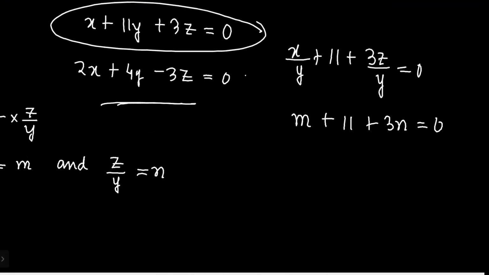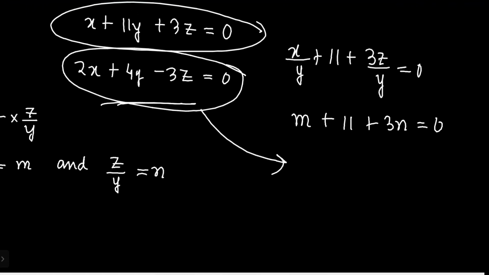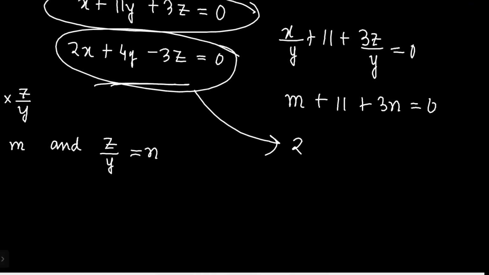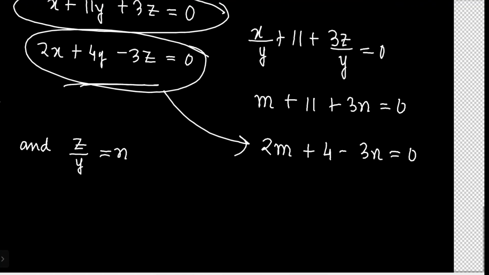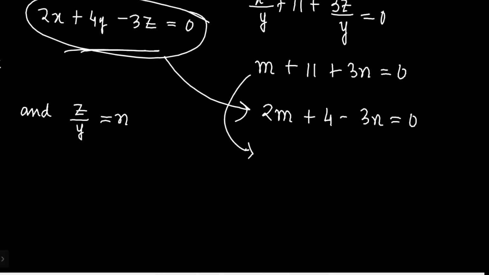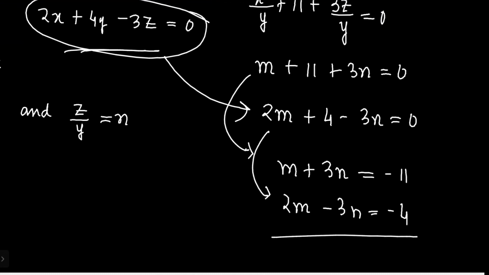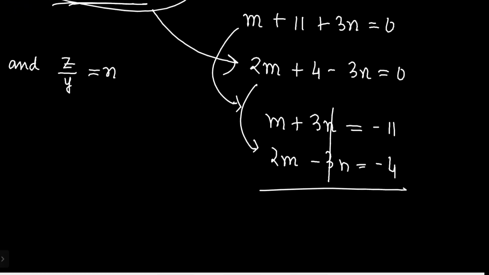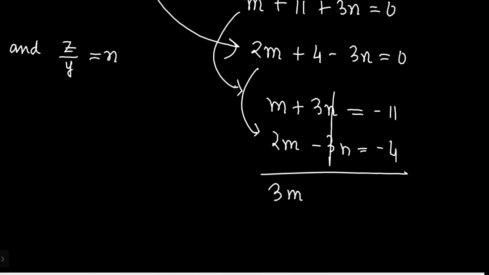Another thing, this equation, if I divide it through y, then what will we get? 2m, I'm writing it directly, plus 4 minus 3n is equal to 0. So now you have two equations: m plus 3n is equal to minus 11, and 2m minus 3n equal to minus 4. Now you can see 3n and 3n are getting cancelled, so it is 3m is equal to minus 15. From this I am getting m as minus 5.